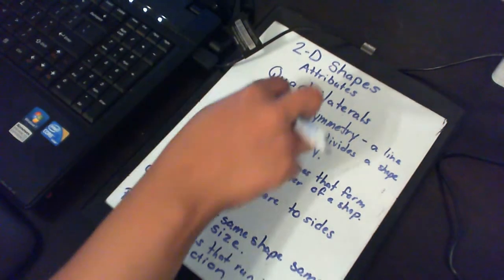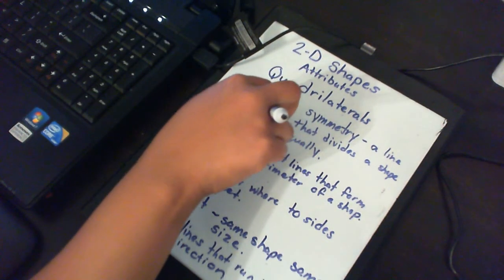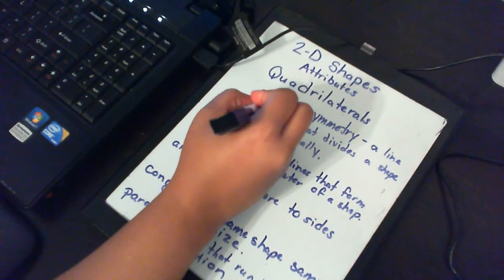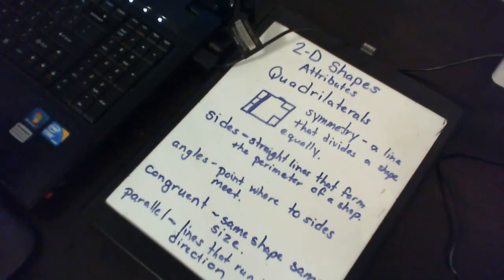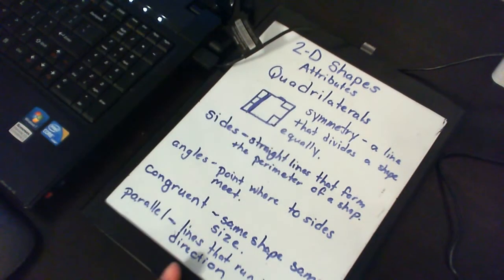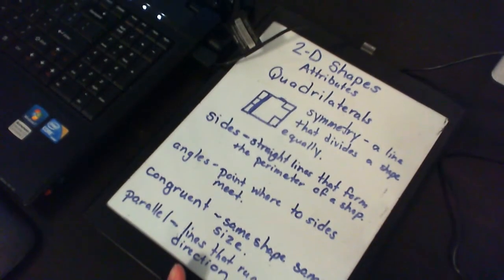But if I instead drew my line somewhere over here, then I don't have a line of symmetry because this is small and this is big. So you want to make sure that it's equal on both sides.